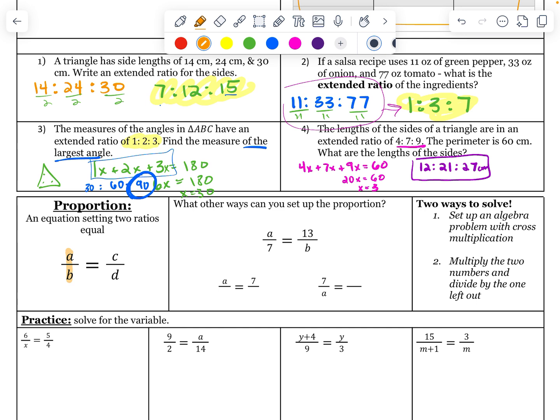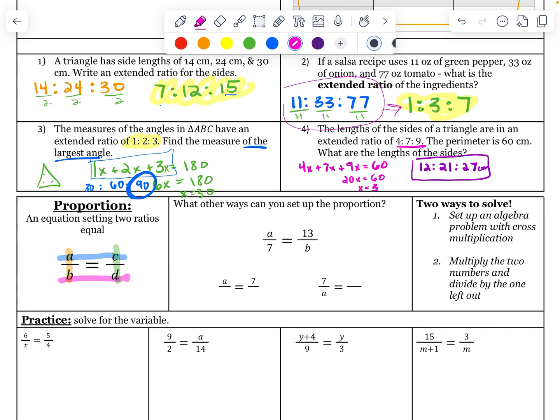A and B have a relationship. C and D have a relationship. Also, A and C have a relationship and B and D have a relationship. So you need to make sure your numbers stay together in some capacity.